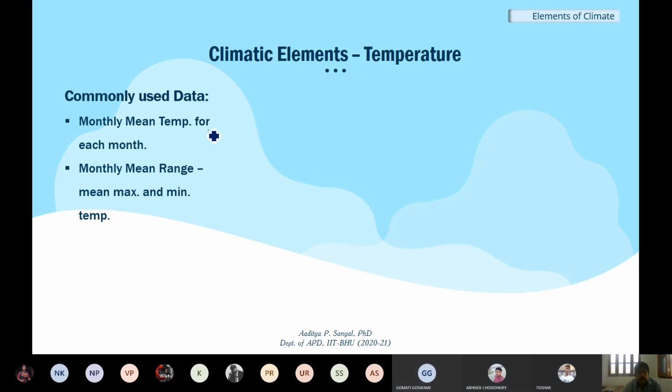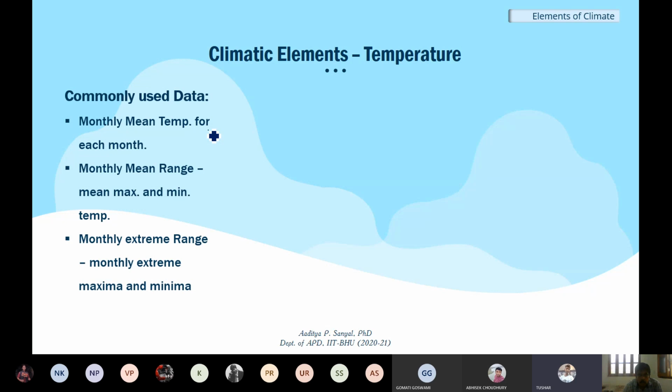Monthly mean temperature, you take each individual temperature data, you probably collect the data for every hour. You have 24 into 30 days, and then you find the average of all that data. That is the first one, the mean temperature for each month. Then monthly extreme range, monthly extreme maxima and minima.